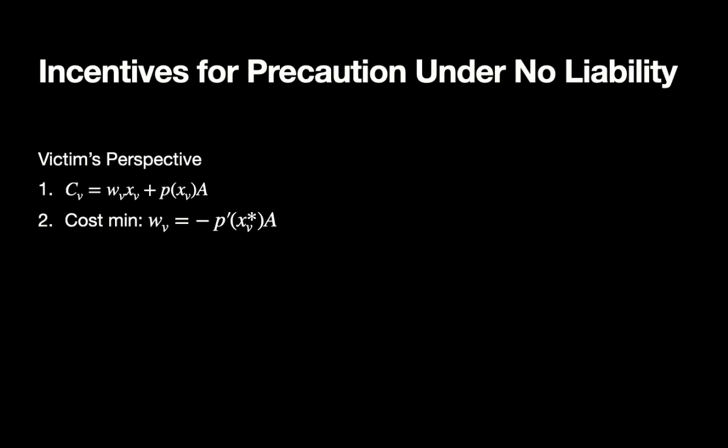Solving for the level of precaution that minimizes this function gives us equation 2. Here we see that under a no liability rule, the victim has incentives to take precaution up to the point where the marginal benefit of precaution is equal to the marginal cost of precaution. That is, the victim has incentives for efficient precaution.